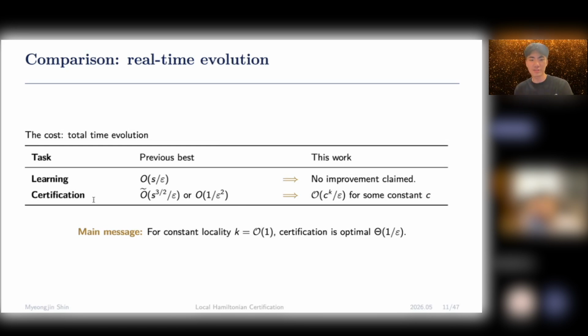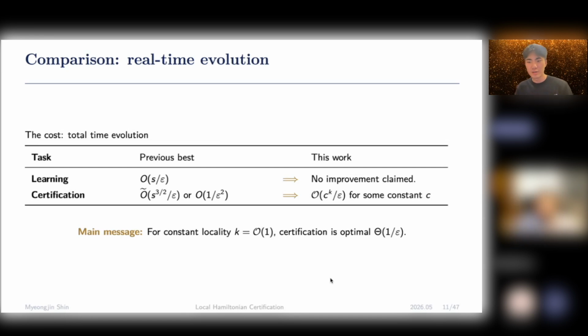The previous best certification was S to the 3/2 over epsilon, or 1 over epsilon squared. Here, S is the sparsity. So for k-local Hamiltonians, there were no efficient Heisenberg limit algorithms, but we found an efficient Hamiltonian certification algorithm for local Hamiltonians.